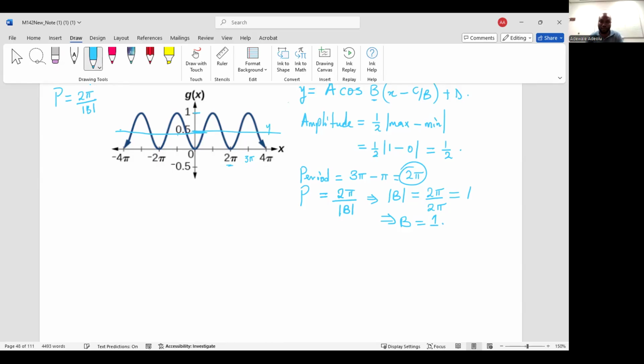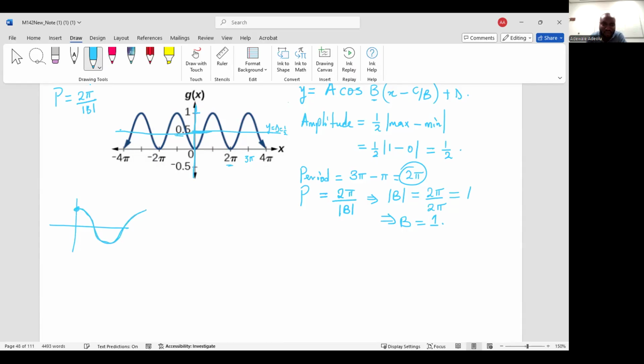So this is y equals d, which is 1. That is the midline. Now, we need to find the phase shift. If I'm looking for cosine, look at what I have. What I should have is my vertical axis here and my horizontal axis here. A cosine function should behave this way. It should start from here, right? And it moves this way.